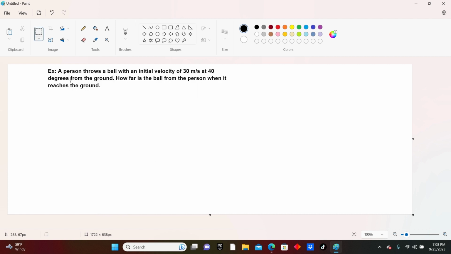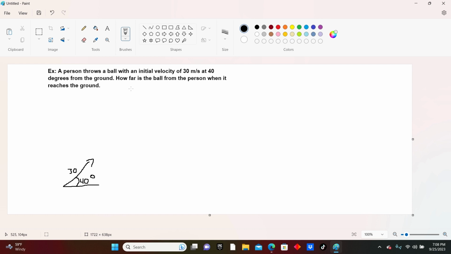This question says, a person throws a ball with an initial velocity of 30 meters per second at 40 degrees from the ground. How far is the ball from the person when it reaches the ground? Okay, so let's just show the vectors. Let's say this is the ground, and the ball is launched at this velocity of 30 at a 40-degree angle.